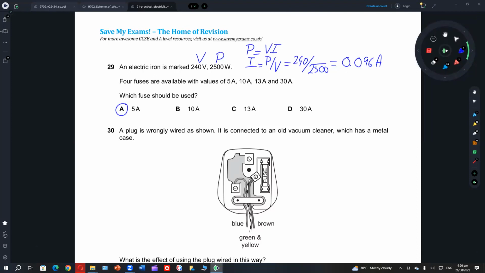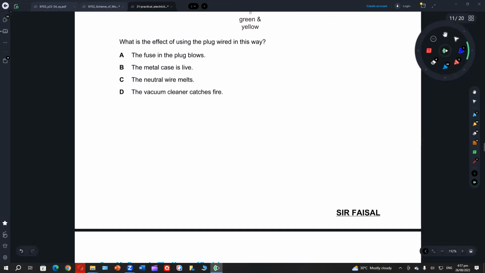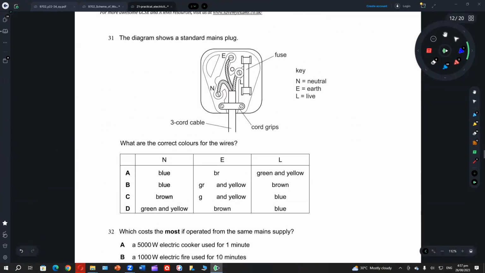A plug is wrongly wired as shown. It is connected to an old vacuum cleaner which has a metal case. What is the effect of using the plug wired in this way? This is a colored wire system, so I'm leaving it because the color of the wire is not required anymore.